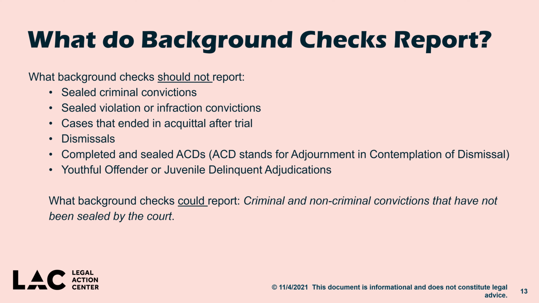It can be somewhat unclear what commercial background checks report. Here's a list of what information background checks should not include: sealed criminal convictions, sealed violation or infraction convictions, cases that ended in acquittal after trial, dismissals, completed and sealed adjournment in contemplation of dismissals, and youthful offender or juvenile delinquent adjudications. Generally, only the information listed on the suppressed rap sheet appears on these background checks, which includes unsealed criminal and non-criminal convictions.